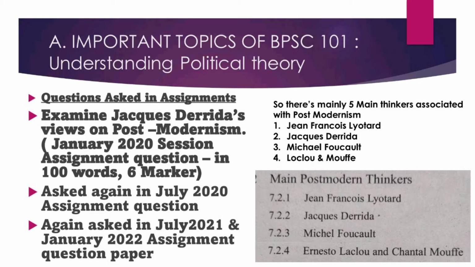So there are mainly 5 main thinkers associated with postmodernism. The first is Jean Lyotard, the second is Jacques Derrida, the third is Michel Foucault, and the fourth and fifth are Laclau and Mouffe. From your IGNOU study material of BPSC 101, Understanding Political Theory, read unit 7, and especially sections 7.2.1 to 7.2.4, the main postmodern thinkers. Read this portion thoroughly for exams.